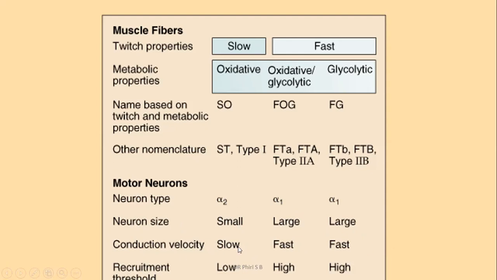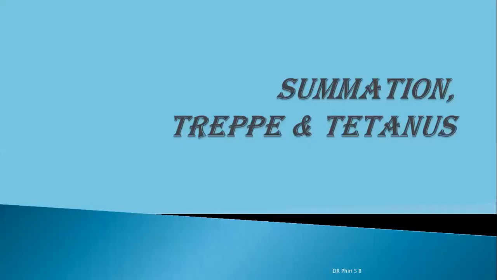Recruitment threshold: we say the slow twitch are low, the fast twitch are high. So the first ones to be recruited are the slow twitch. As you are starting to walk, you're using more slow twitch fibers. Then when you realize you are getting late for a lecture, you need to start running. So you'll be recruiting even the fast twitch. Then you generate a greater force of contraction, and then you're able to run. So the first ones to be recruited are the slow twitch because they have a low threshold. And then later on, you can recruit the fast twitch fibers.